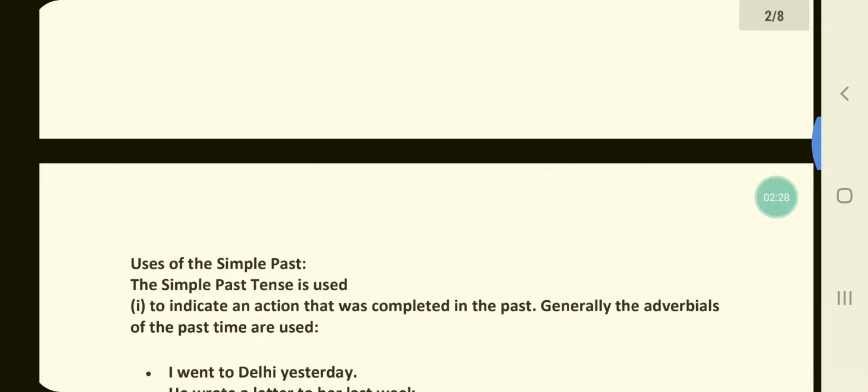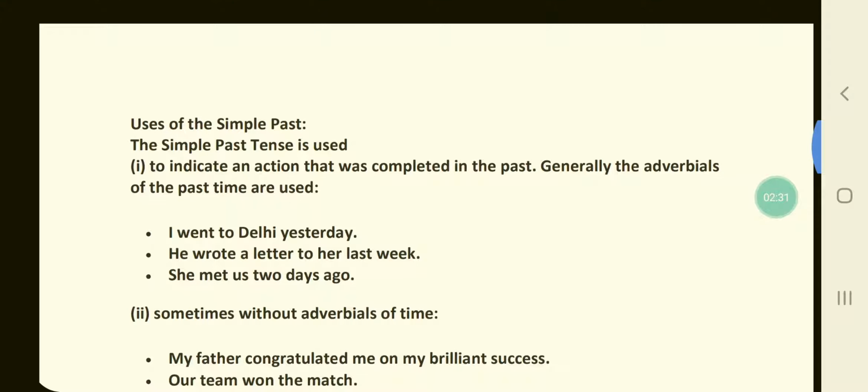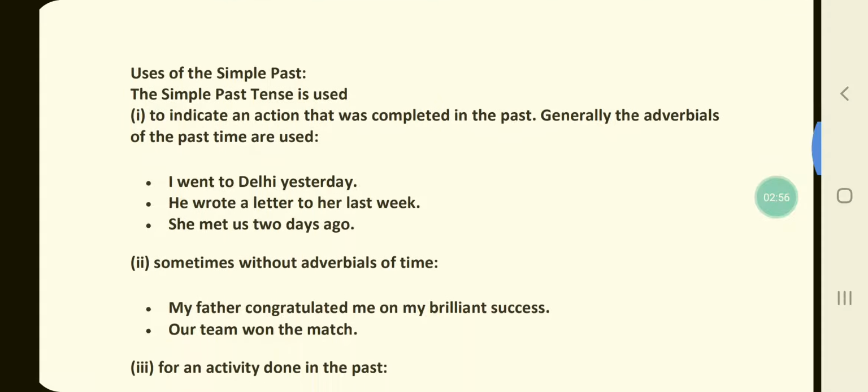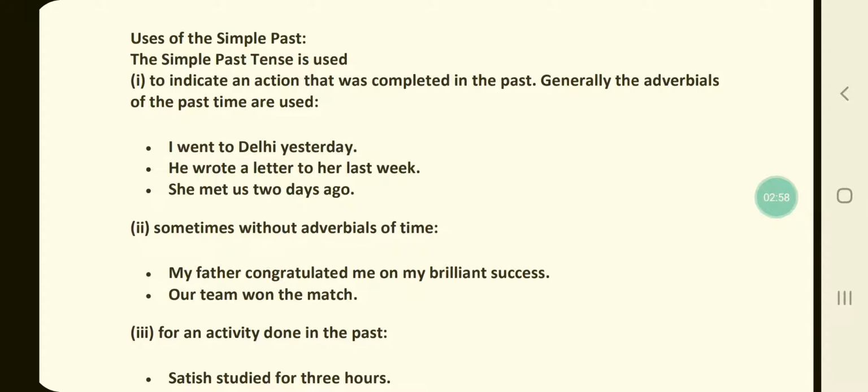Now coming down to the main part, children, that is uses of the simple past. Now children, the uses of the simple past is very important. So you need to go through it very carefully. For example, the very first part, simple past can be used to indicate an action that was completed in the past. Generally, the adverbials of the past time are used. For example, I went to Delhi yesterday. He wrote a letter to her last week. She met us 2 days ago.